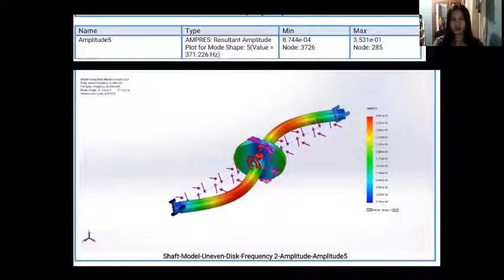So the minimum is 8.744 times 10 to the power of negative 4 amperes, and the maximum is 3.531 times 10 to the power of negative 1 amperes.